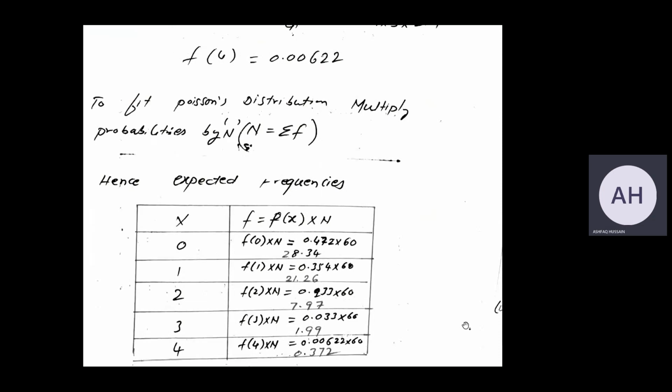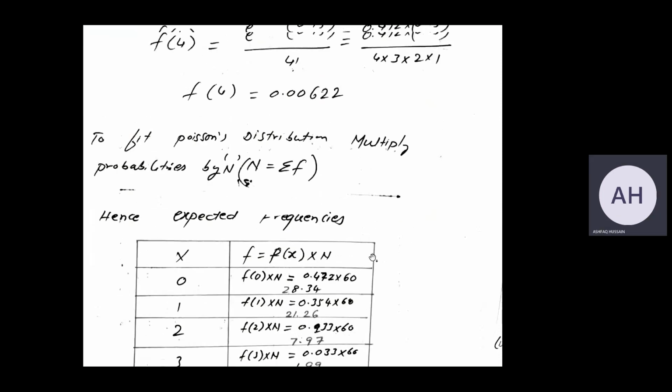This Poisson distribution you use for fitting the data based on the time period. So for 0 days it is 28, for 1 day it is 21, for 2 days it is 7.94, for 3 days 1.99, and for 4 days it is 0.37. If you observe, these values are slightly reducing every day. So this completes the Poisson distribution chapter.